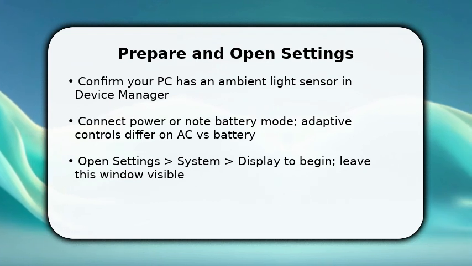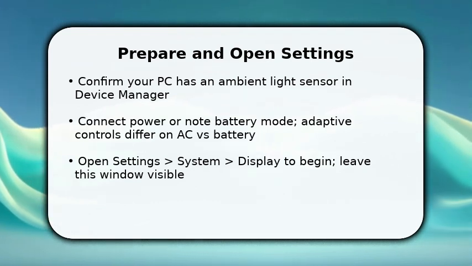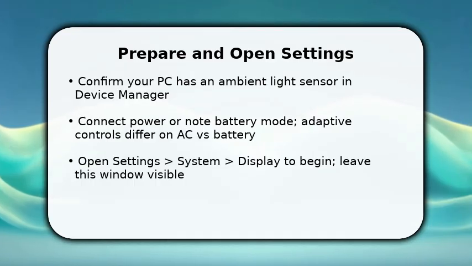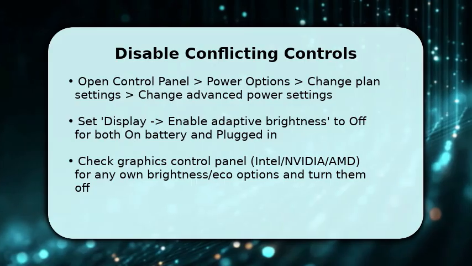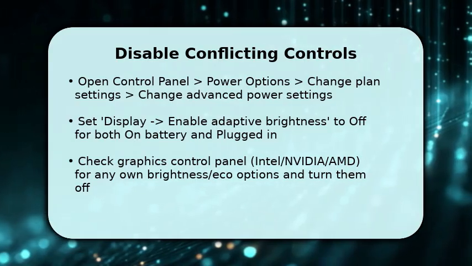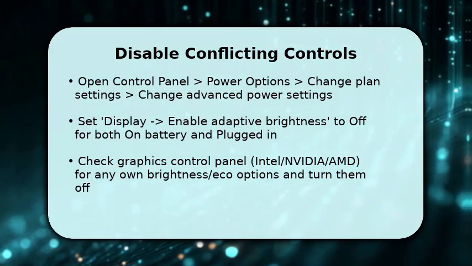Next, you disable competing systems so Windows can control brightness predictably. Open Power Options from Control Panel, edit your active plan, and in Advanced Settings set Display, then Enable adaptive brightness, to off for both battery and plugged-in modes.